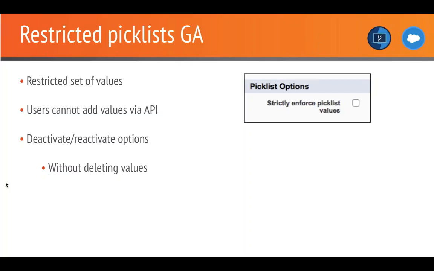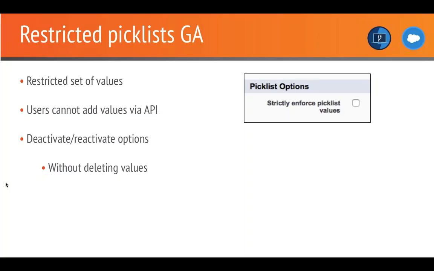So if I've got a list of salutations, Mr., Mrs., Miss, and someone tries to upload a record through the API of Doctor, if I've ticked this box, then that update will be rejected with the error that it's a strictly enforced pick list, and that value doesn't exist there.